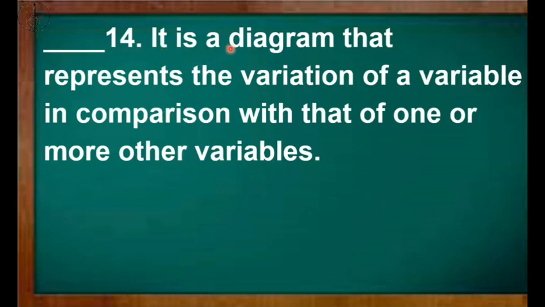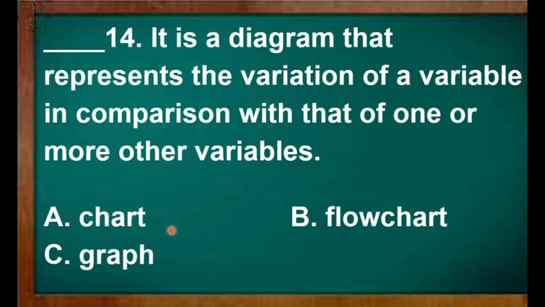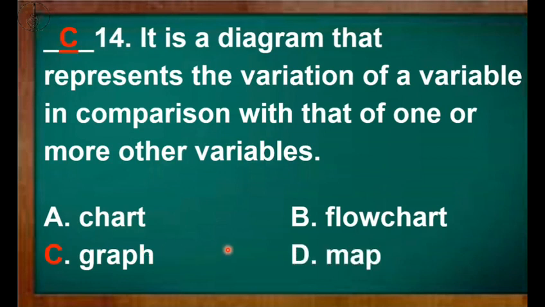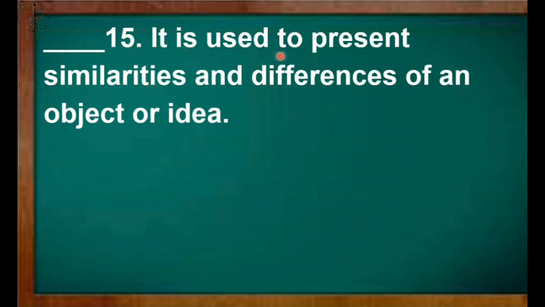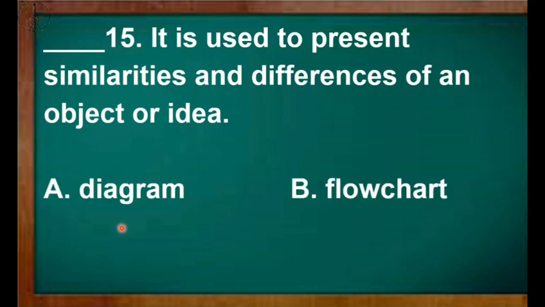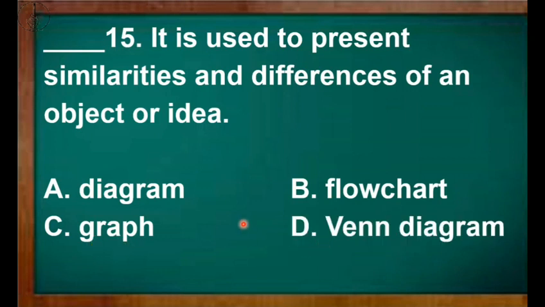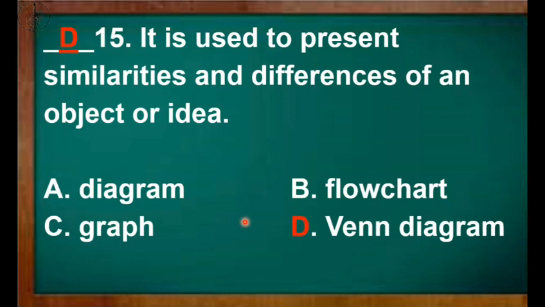14, it is a diagram that represents the variation of a variable in comparison with that of one or more other variables. A, chart. B, flowchart. C, graph. D, map. The correct answer is C, graph. 15, it is used to present similarities and differences of an object or idea. A, diagram. B, flowchart. C, graph. And D, Venn diagram. The correct answer is D, Venn diagram.